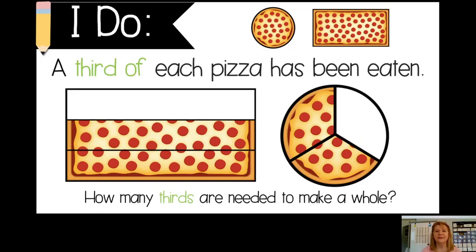1/3 of each pizza has been eaten. 1, 2, 3. We know each pizza has 3 equal parts. If one part is missing, we must need 1/3 pizza to make it a whole.